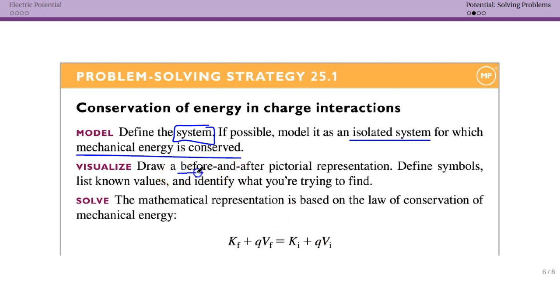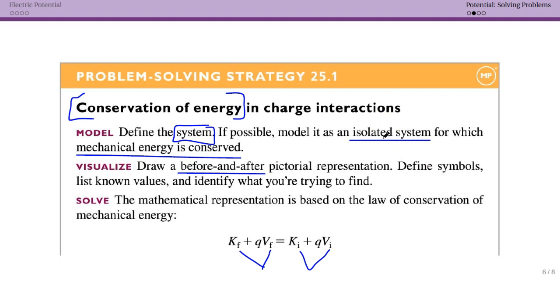Visualization here, you're going to usually want to do a before and after. Why? Because inherently we're talking about energy here, right? This is conservation of energy in charge interactions. So anytime you have conservation of energy, you want to do a before and after so that what you mean by final and what you mean by initial is really clear. On those pictures, you want to actually define your symbols, list your variables, label as much as possible, maybe draw a coordinate system.